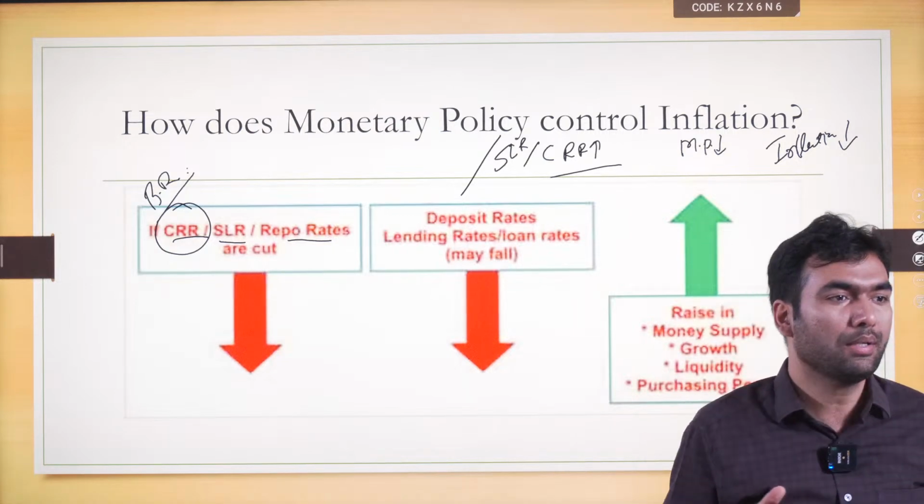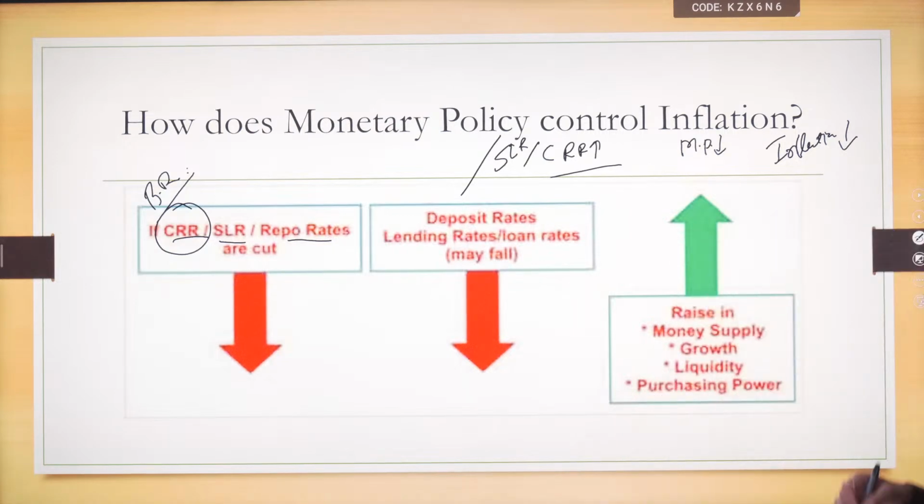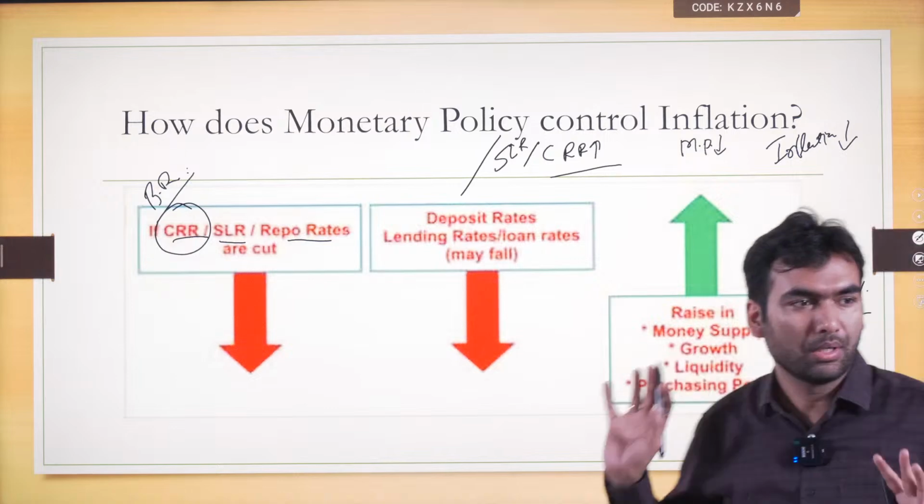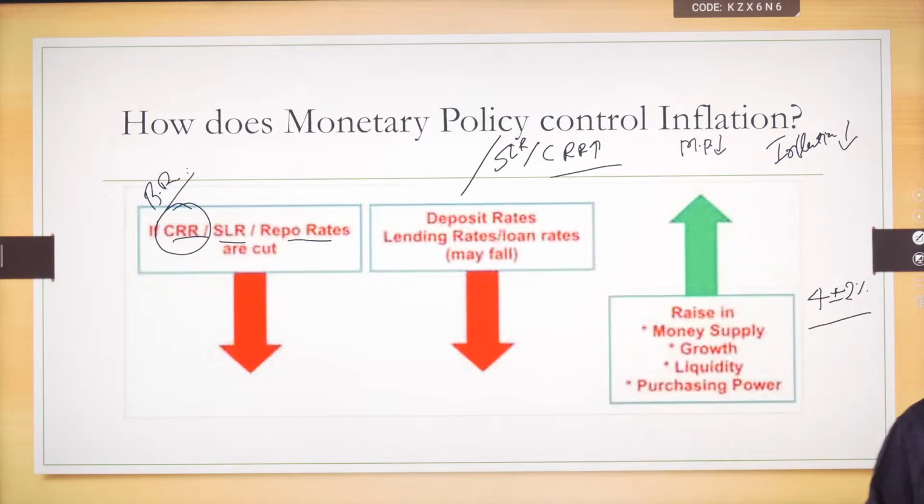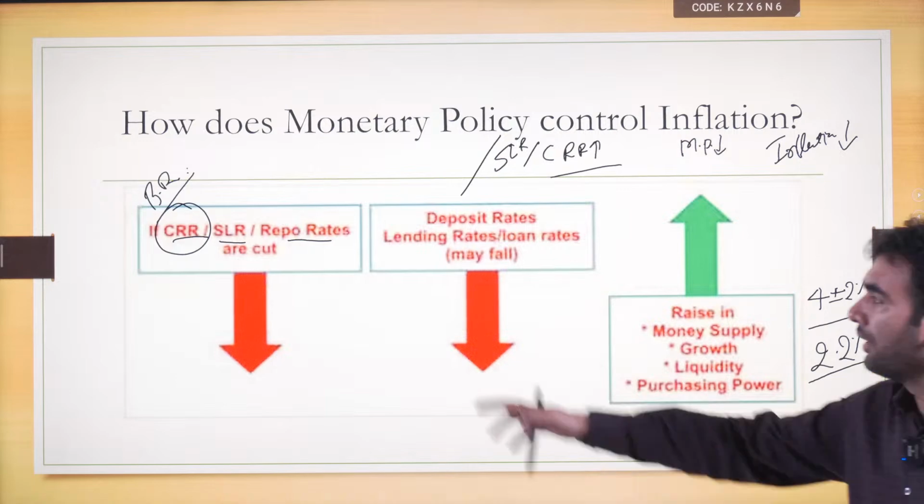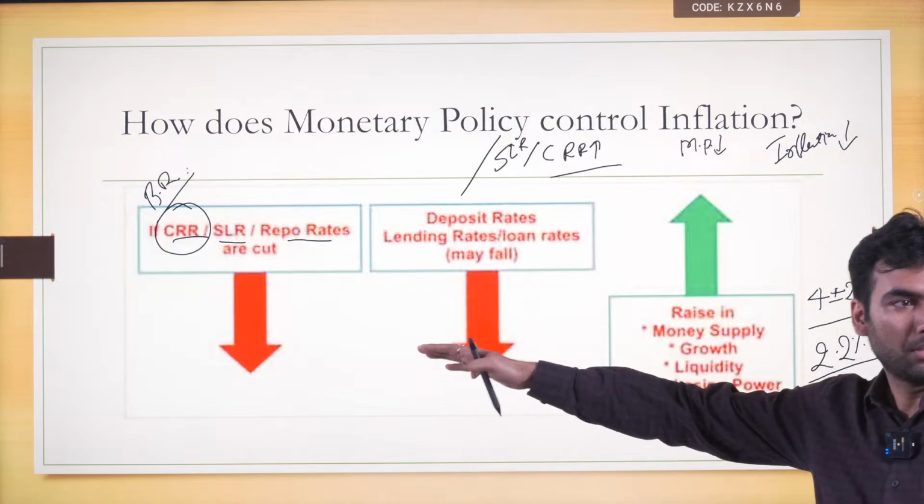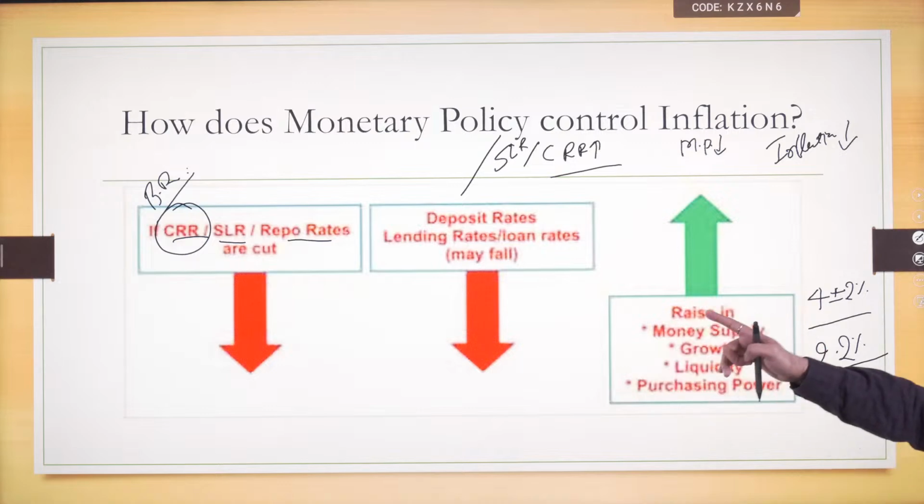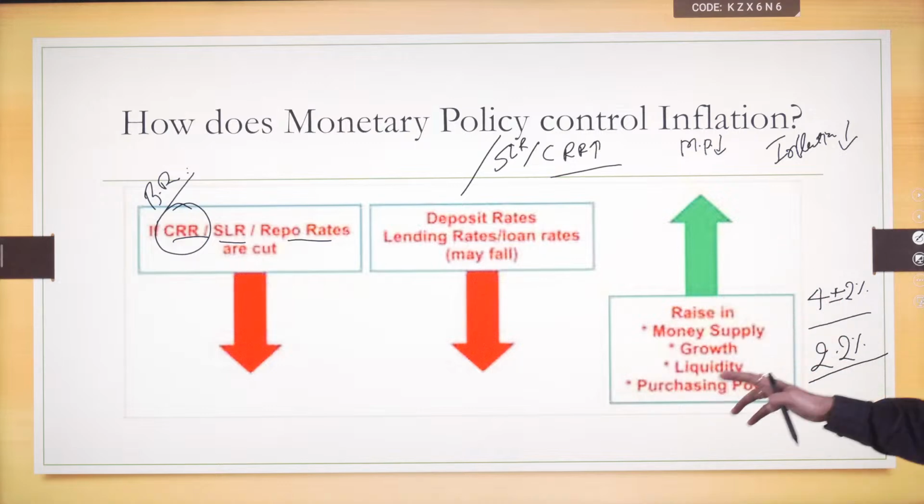When inflation is already low, like, RBI has an inflation target. What is the inflation target of RBI? The target is 4% with a band of 2%, so 4 plus or minus 2%. Between 2 and 6, RBI has to keep the inflation rate. So suppose inflation is 2.2%. RBI has to take it to 4%. In that case, RBI will reduce these rates. If they are reduced, money supply will increase. It will lead to more growth, liquidity, and purchasing power.